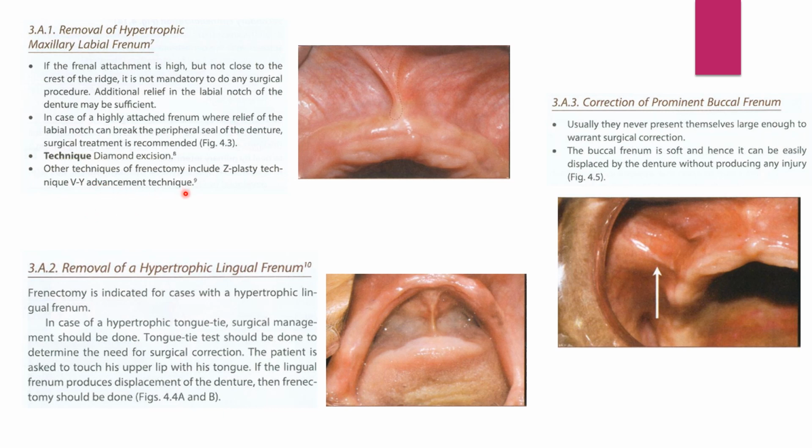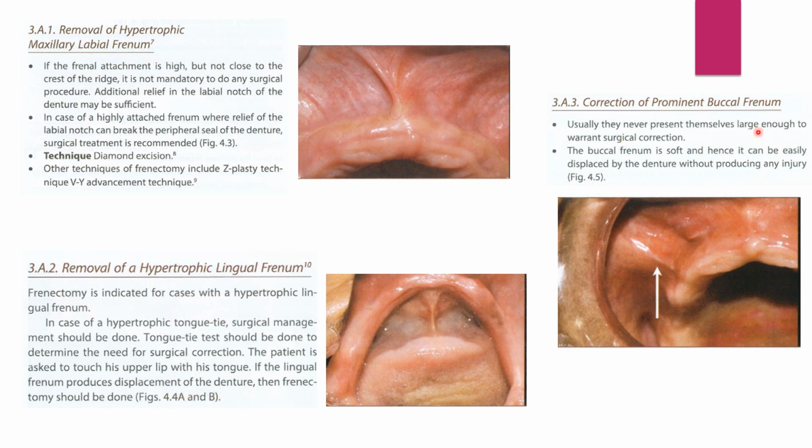So the removal of hypertrophic lingual frenum. Frenectomy is indicated for cases with the hypertrophic lingual frenum. So here the surgical management should be done. Tongue tie test should be done to determine the need for surgical correction. The patient is asked to touch his upper lip with his tongue. If the lingual frenum produces the displacement of the denture, then frenectomy should be done.